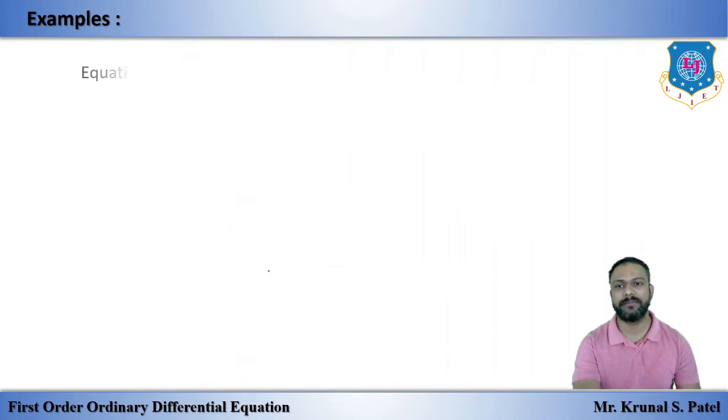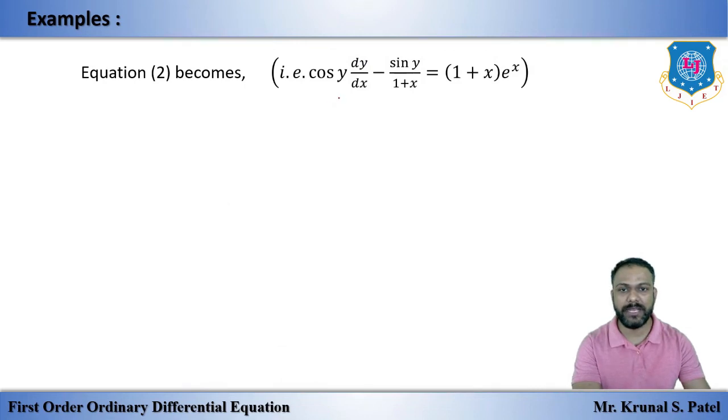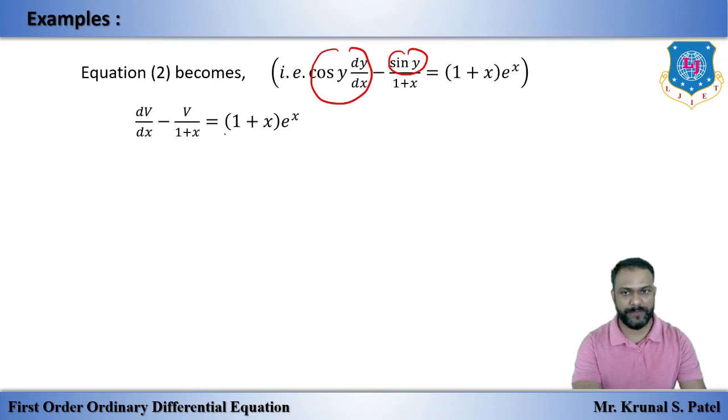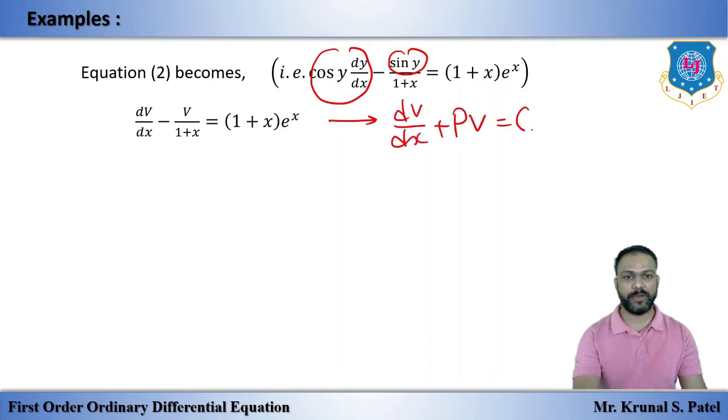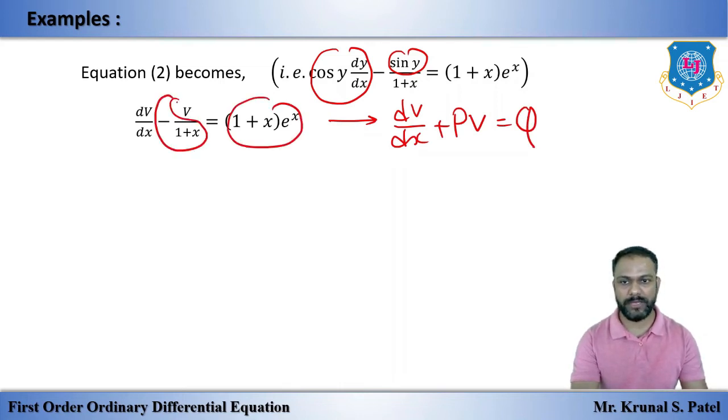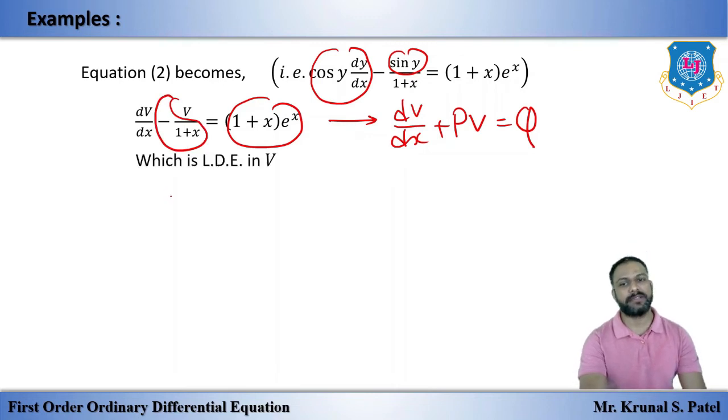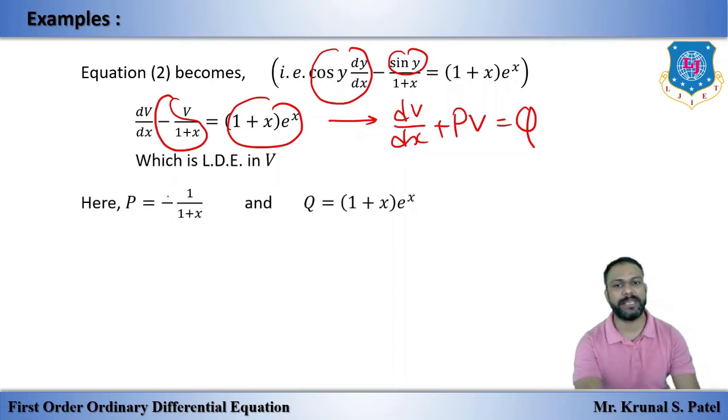So we have equation number 2. This becomes dv by dx instead of this, with this being our v. So we can equate this equation with dv by dx plus pv is equal to q. So we have q is equal to this and p is equal to minus 1 upon 1 plus x, which is a linear differential equation. So we have p and q.